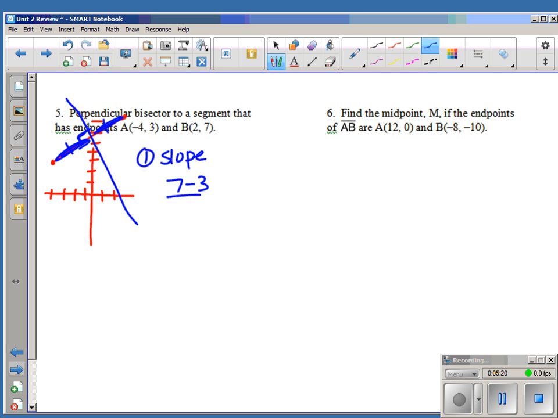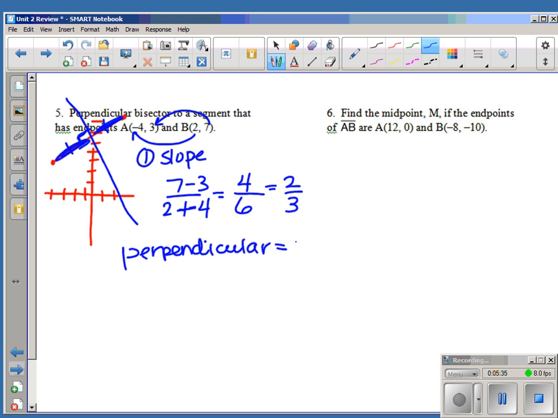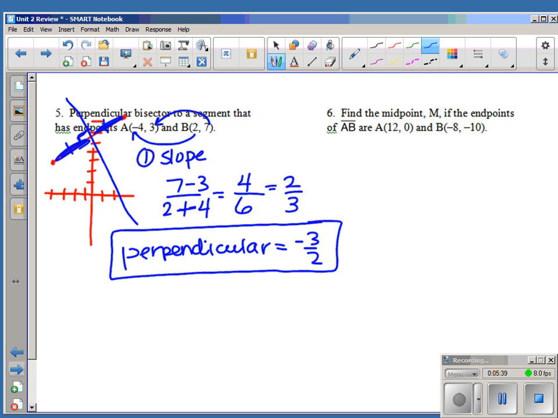7 minus 3 over 2 minus a negative 4, which equals 4 over 6, and I'm going to simplify that to 2/3. Okay, next, it says we want it to be perpendicular. We need to find the opposite reciprocal slope, which is going to be negative 3/2. That's our key, right? Step 2, find the midpoint.